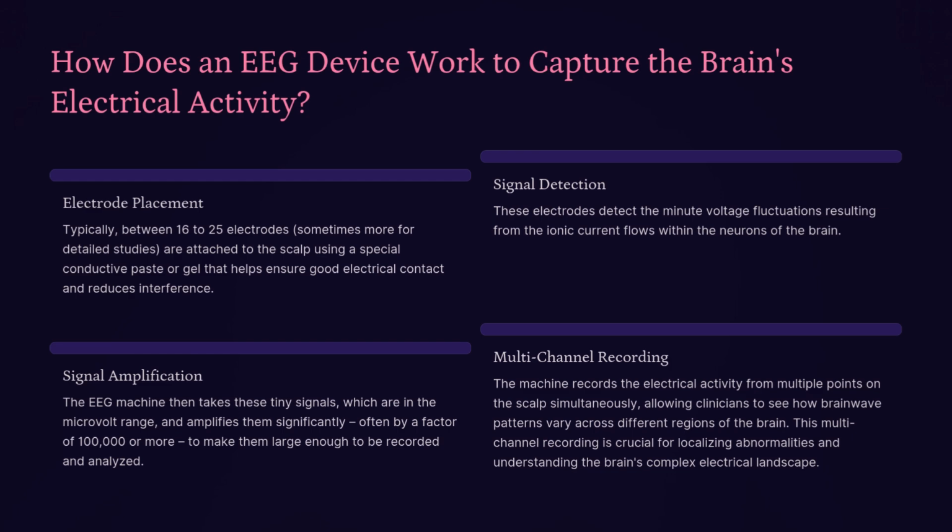The machine records the electrical activity from multiple points on the scalp simultaneously, allowing clinicians to see how brainwave patterns vary across different regions of the brain. This multi-channel recording is crucial for localizing abnormalities and understanding the brain's complex electrical landscape.